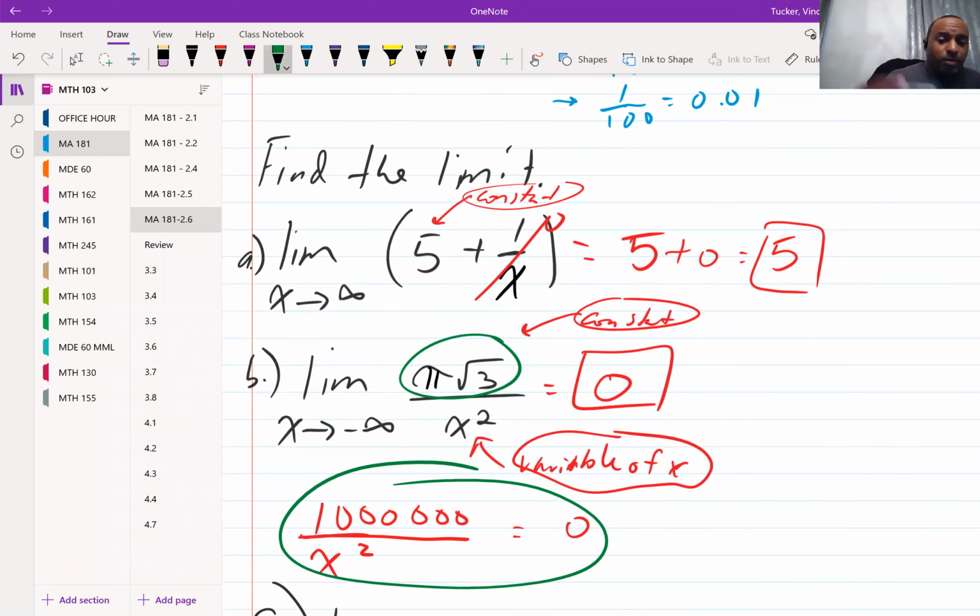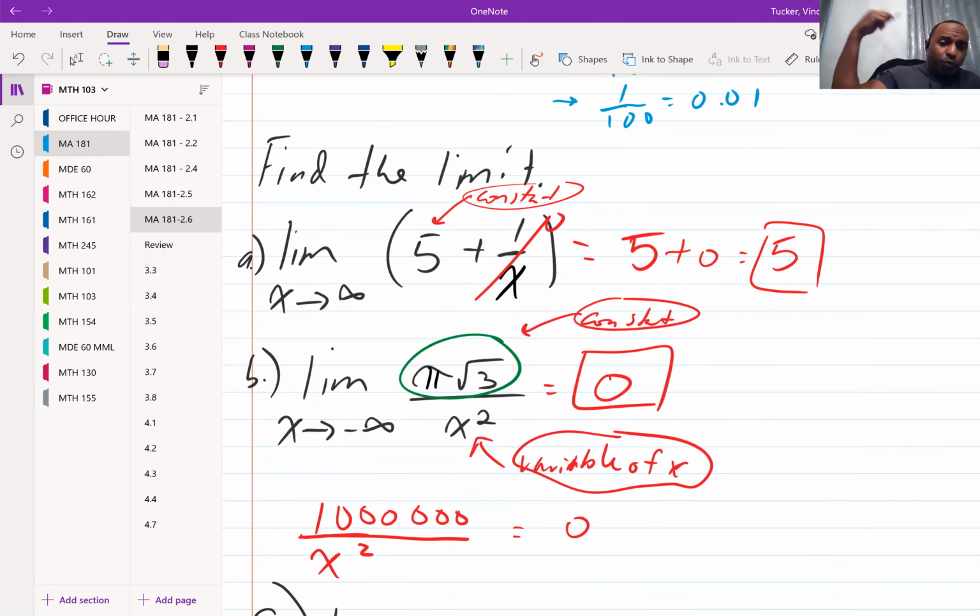Here I was just emphasizing what I said verbally. Even if it was 1 million over x squared, it's still going to 0. If it's a constant, that constant is going to stay constant. So that denominator is what's going to continue to increase.